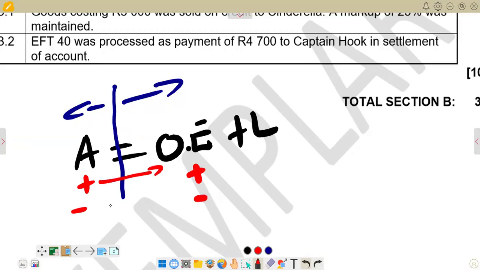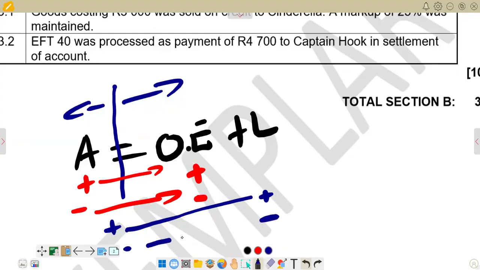In other words, this should correspond. Let's say it's affecting assets and liabilities, the same thing is going to happen. If it's a plus for the liability section, it's also going to be a plus. When it's a negative, it's also going to be a negative, so that the two become the same.